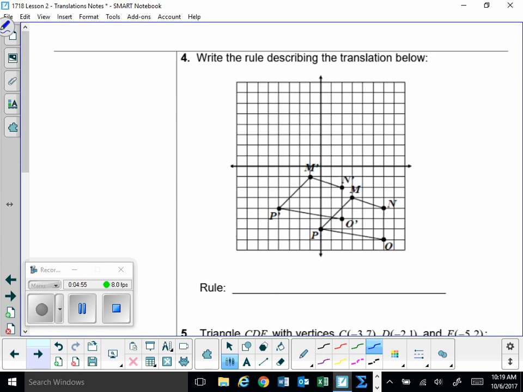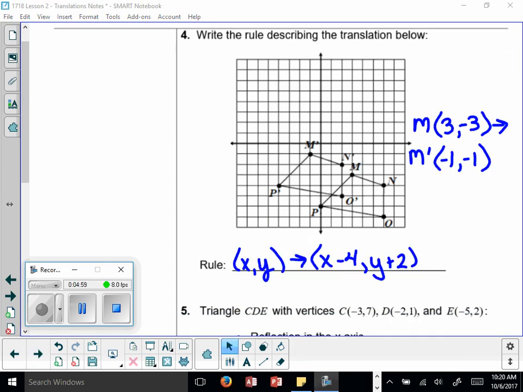I want you to try creating this rule on your own, so pause your video. Okay, take a minute to take a look at what you did. I chose M to look for my rule. You could have chosen any of the letters. When I went to check myself, I chose P. And in fact, if I start at P and I count 4 to the left and then 2 up, which is what my rule says, I'm at P prime. So I know I found my rule correctly.